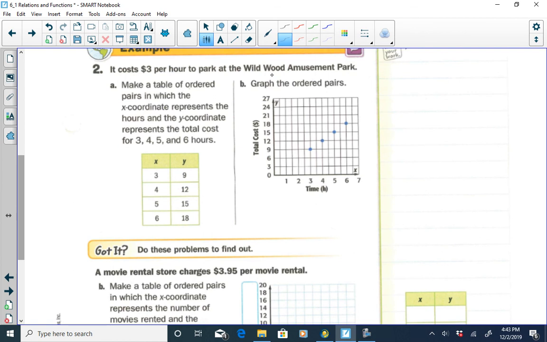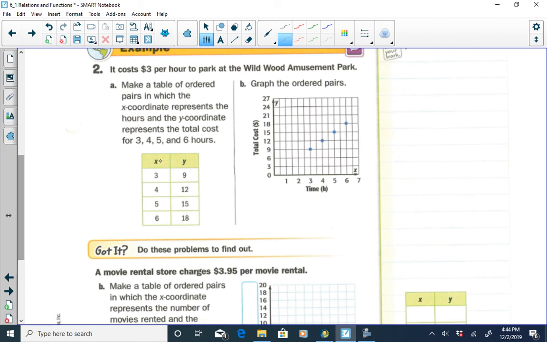It costs $3 per hour to work at Wildwood Amusement Park. Make a table of ordered pairs in which the x-coordinate represents the hours, or the domain values. The y-coordinate represents the total cost. Those are your outputs or range values. Our domain values are our inputs, range values are our outputs. Here, $3 for every hour. So 3 hours times 3 would be $9. The input would be the number of hours, the outputs would be the amount of money, the total cost. 4 times 3 is 12, 5 times 3 is 15, 6 times 3 is 18.